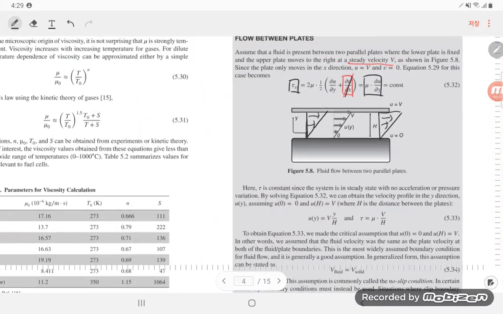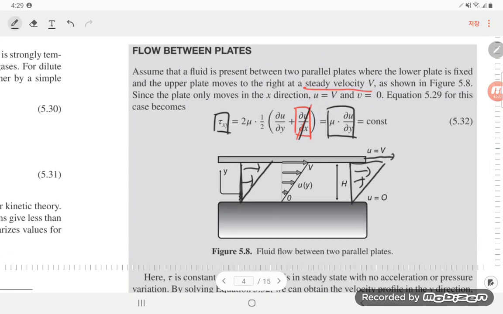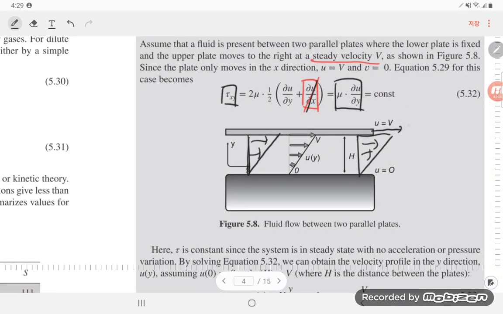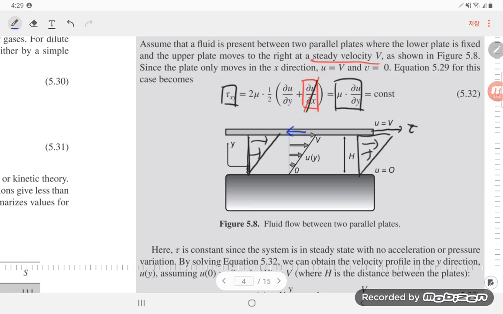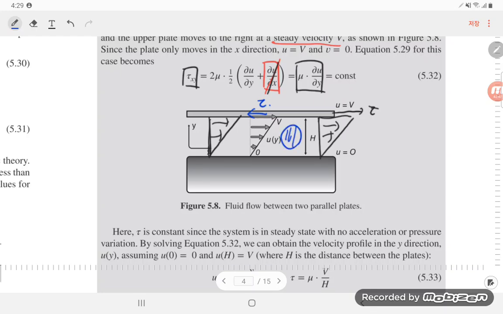And in here, in the steady state, there is a force measurement attracting this upper plate, as tau. Then in the steady state, there should be a resistance in this direction, tau, and this is the shear stress. And if you have a very sticky fluid in here, then there will need to be more shear stress to maintain this velocity.